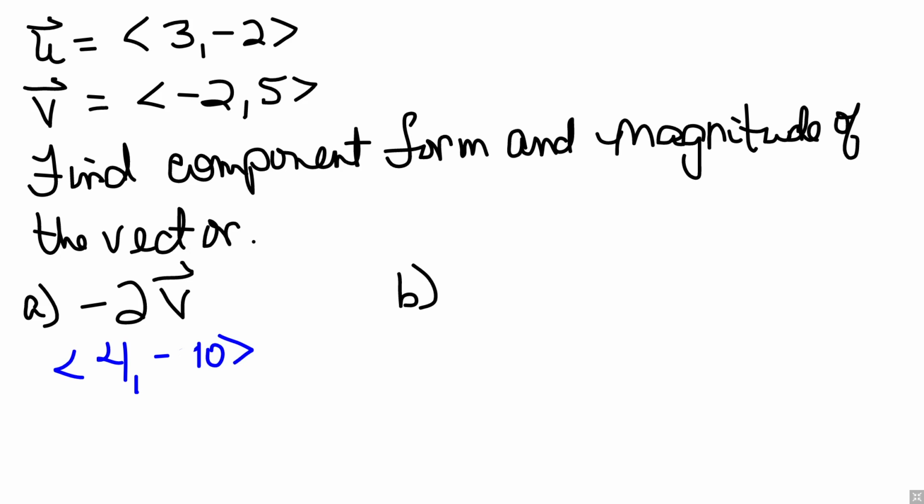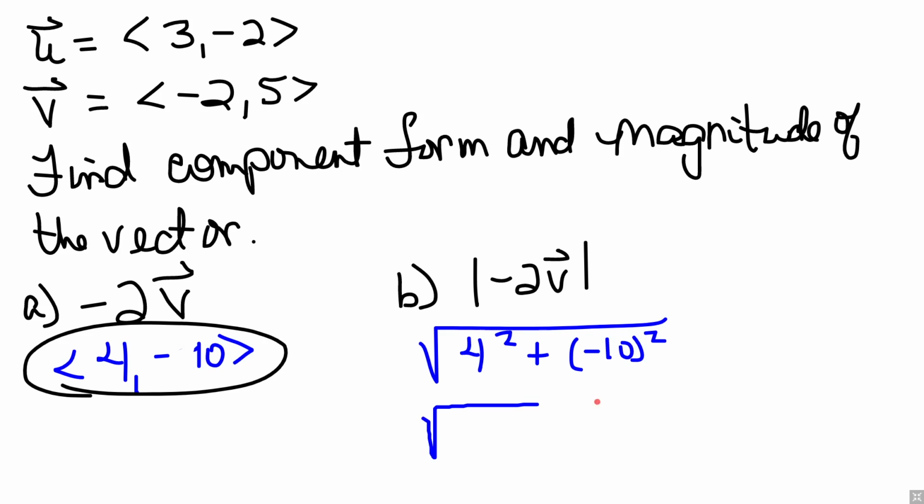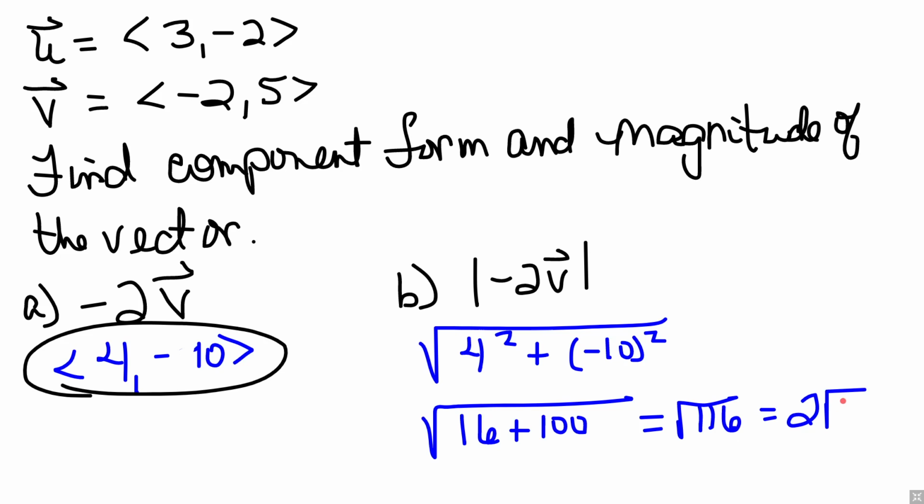Okay, so part B is we're going to find the magnitude of -2 times vector v. So basically this is the vector, so we're going to find the magnitude of that. The magnitude of this is going to be the square root of the first component squared plus the second component squared. So we have the square root of 16 plus 100, or we're going to end up with the square root of 116, and it does break down to 2 times the square root of 29. Okay. Any questions there?